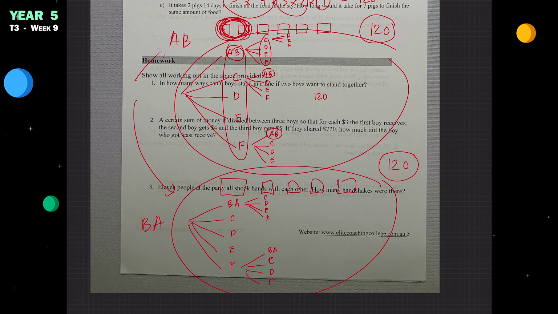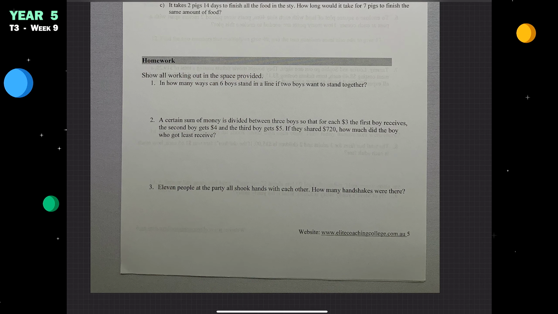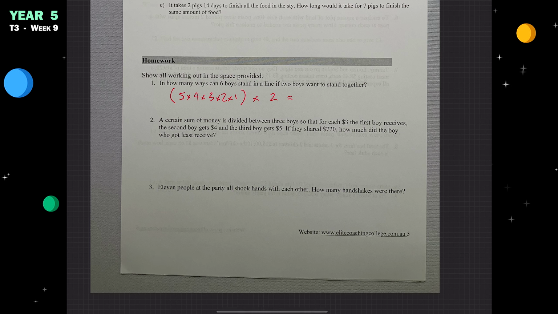So let's just get rid of all this. And you can say 5 times 4 times 3 times 2 times 1. And then after you get that, you have to multiply it by 2. And that gives you 240 ways.